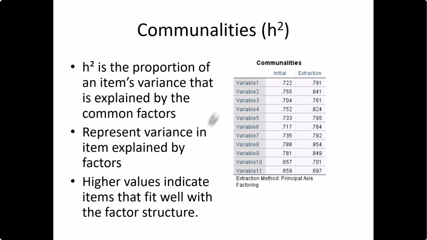Then we look at communalities. H2, or communalities, is the proportion of an item's variance that is explained by the common factors. It represents variance in the items explained by the factors. Higher values indicate that items fit well with the factor structure. You can see all of these are fairly high.